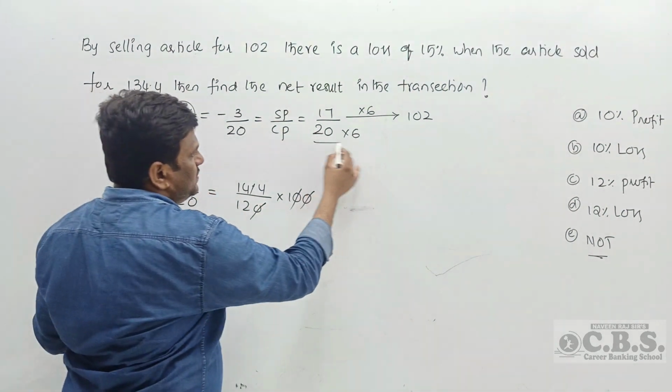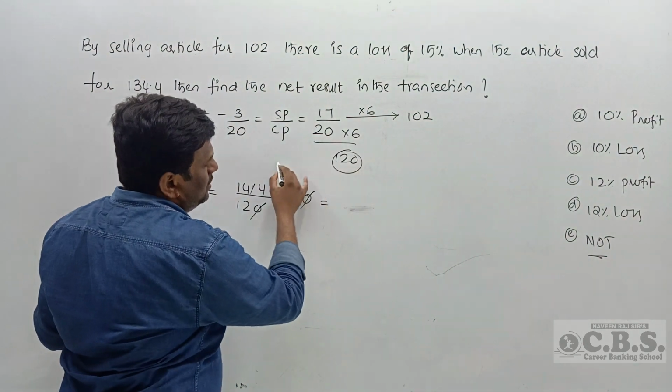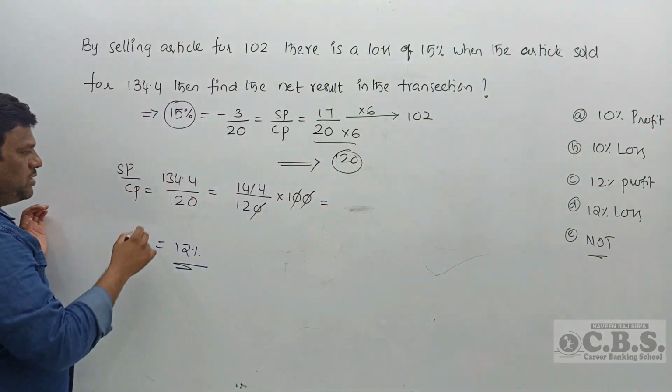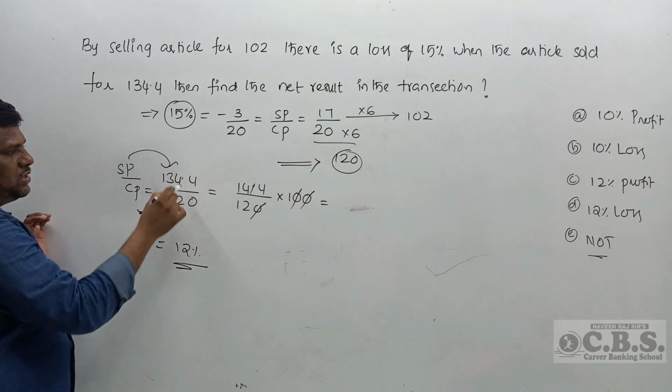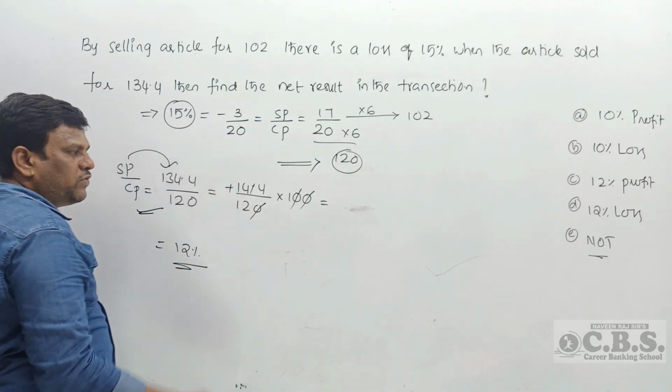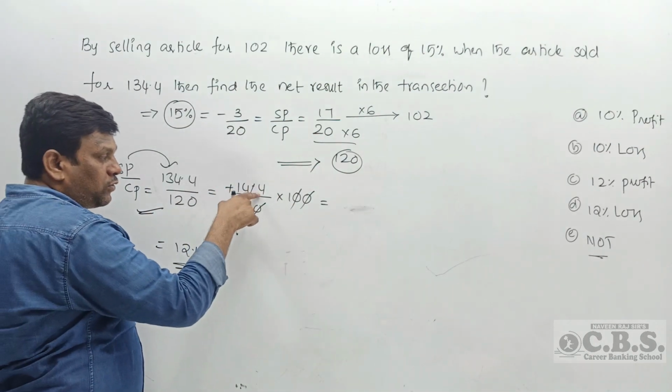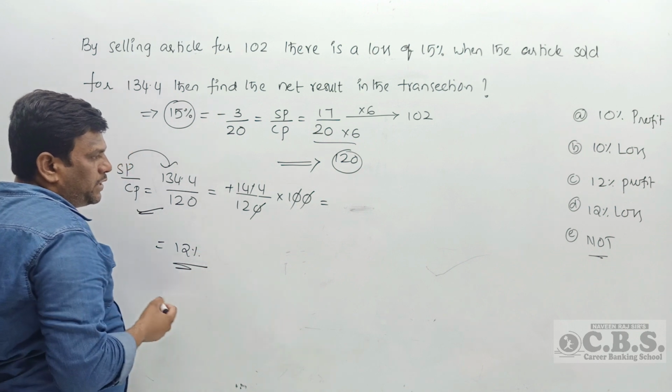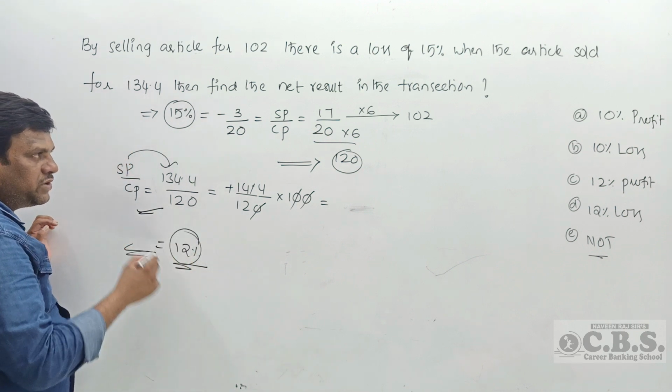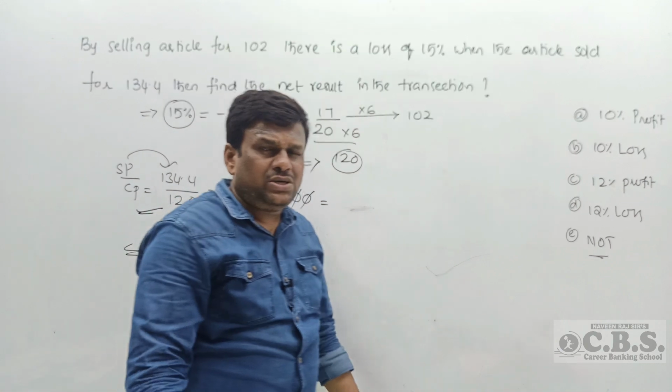What is the cost price? 20 parts are how much? 120 rupees is the cost price. So we need to find the cost price. Cost price 120 rupees, selling price is 134.4. What is the profit? 14.4 rupees is the profit upon 120 rupees. Therefore what is the profit percentage? 12%. Okay, so in this question the cost price is the same.